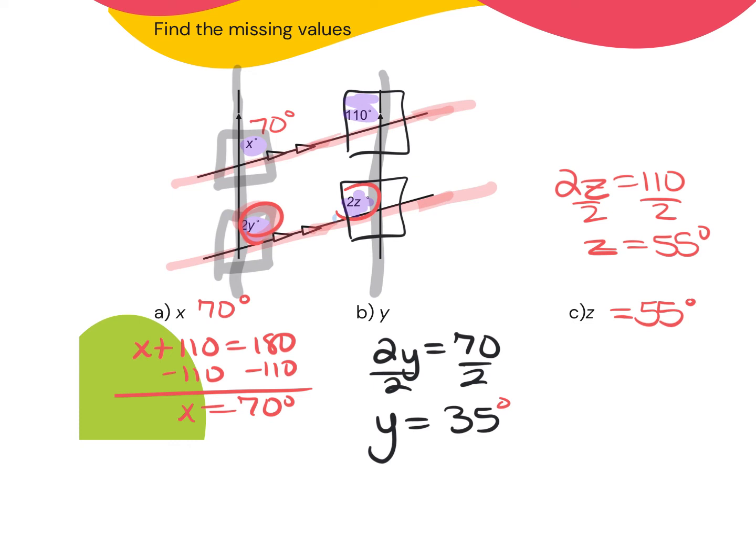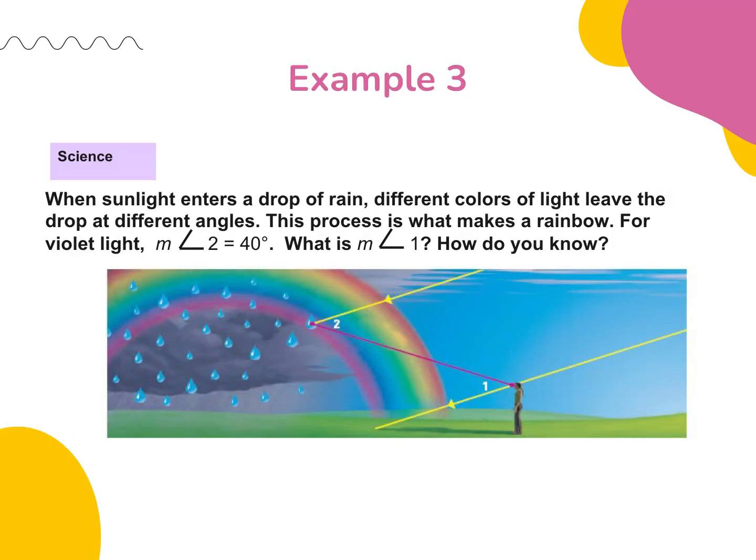Let's try example 3. It's going to be a real world problem. So here it says, when sunlight enters a drop of rain, different colors of light leave the drop at different angles. This process is what makes a rainbow. For violet light, the measure of angle 2 equals 40 degrees. They want us to find the measure of angle 1. And how do we know that?